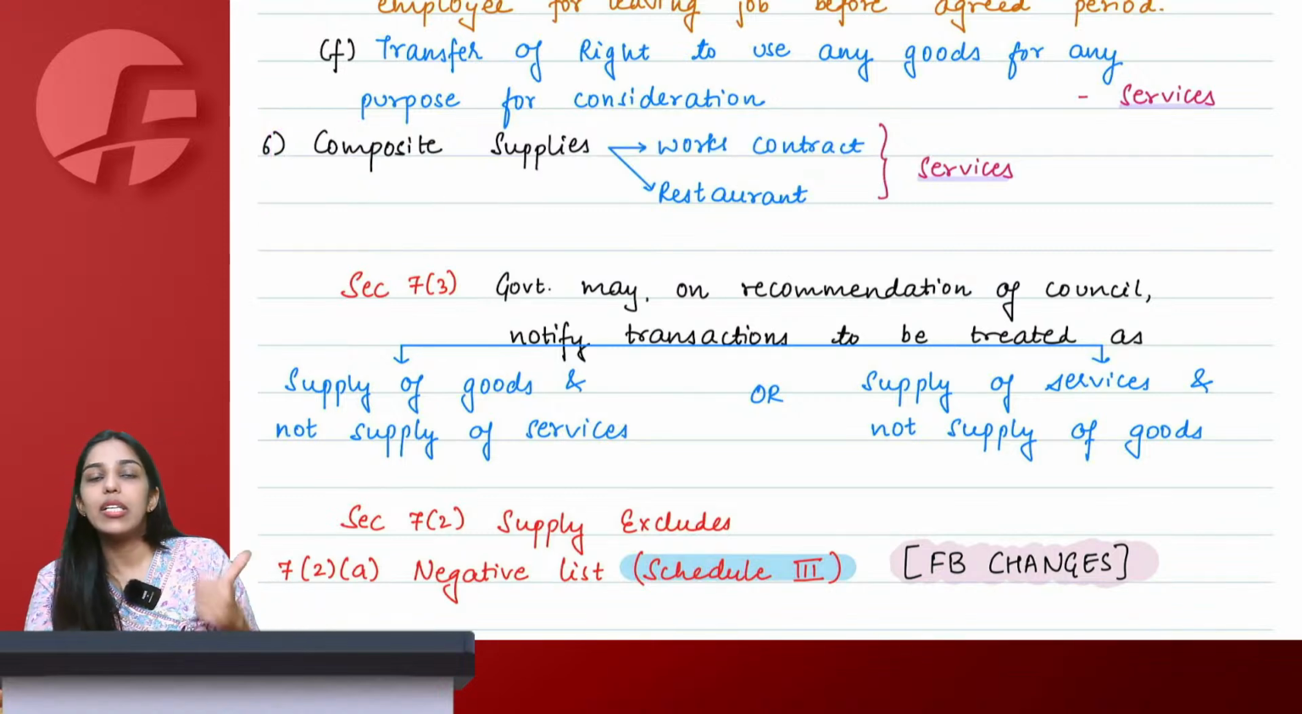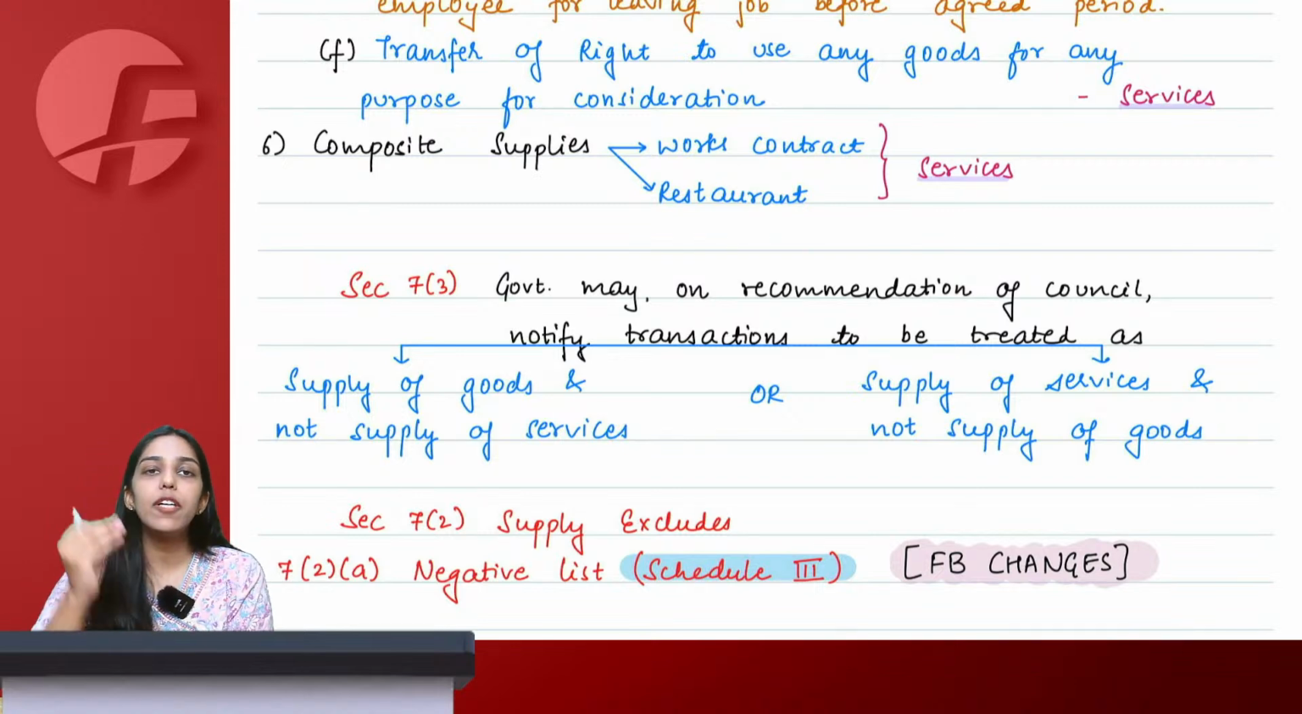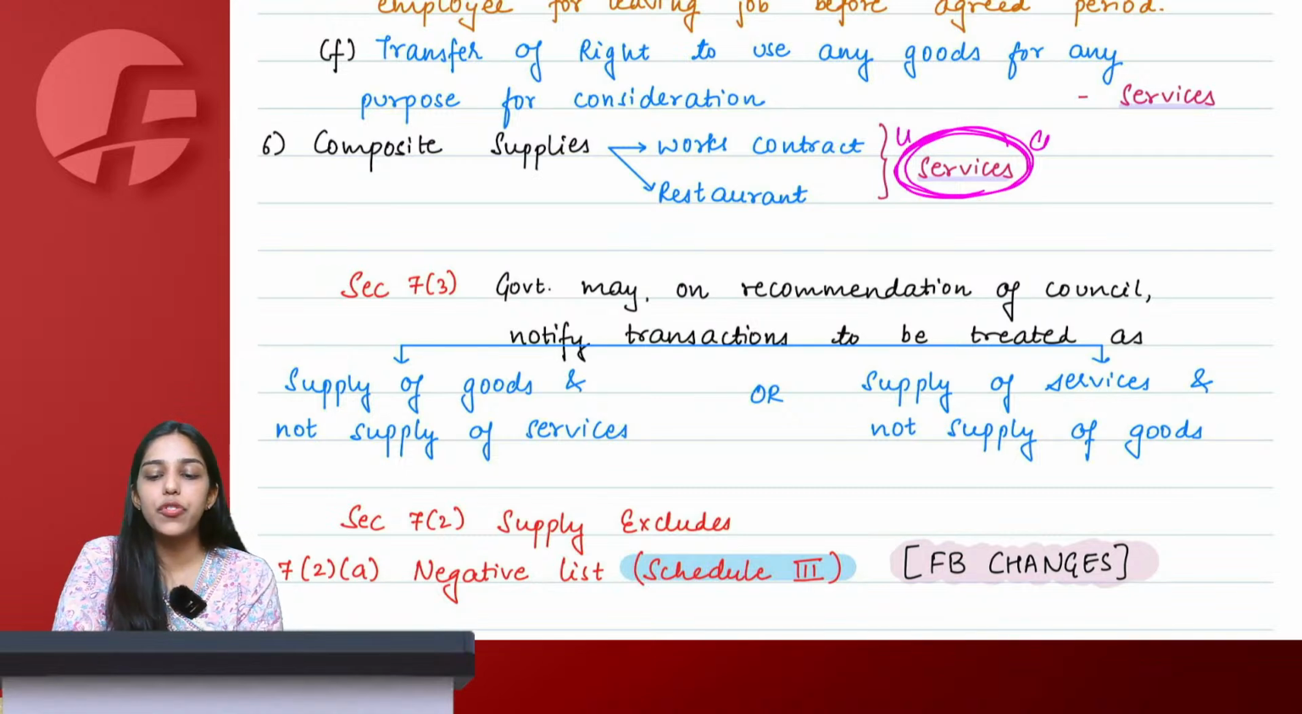One, to eat the food. Second, to enjoy the services, enjoy the ambience. Which means a restaurant is as such a composite supply consisting of goods as well as services. But the government has made it very clear that even if you go to a restaurant just to have food, and you are least concerned about the ambience, still it will be considered as supply of service only.